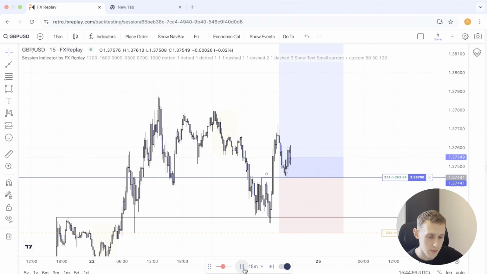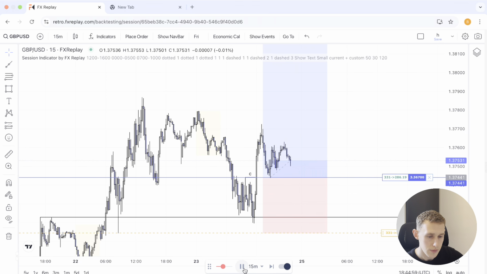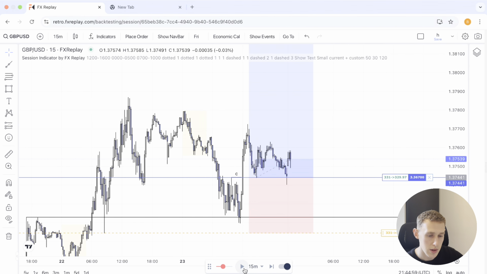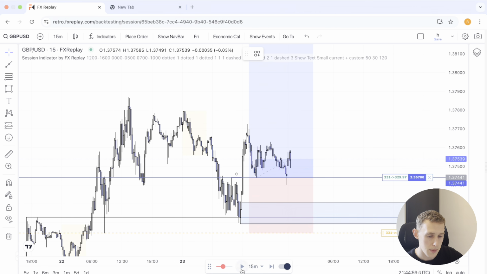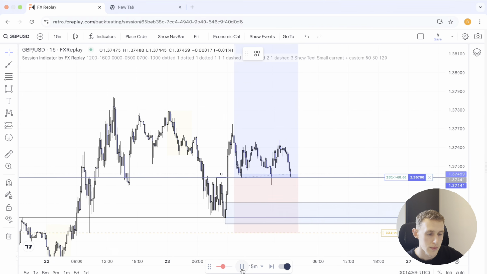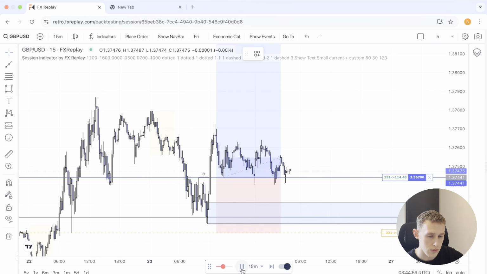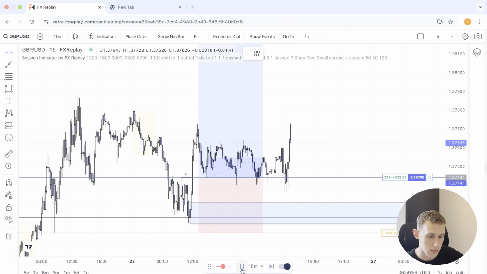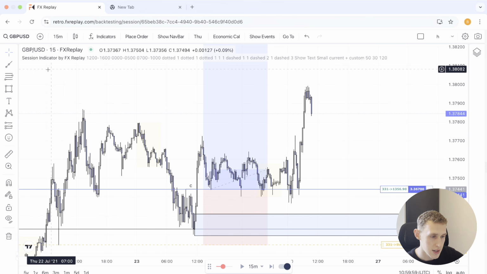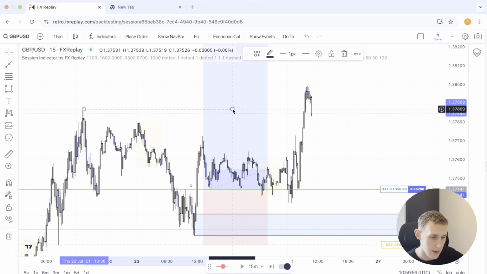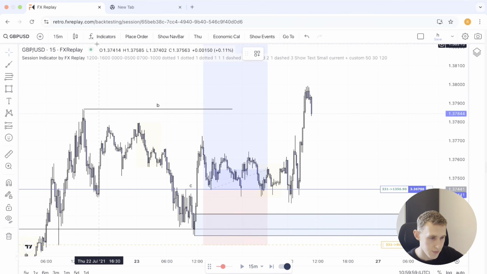There we go, we're in. Let's see if this can continue. It might also want to come down into the demand down here. Okay, no, there we go. So price is starting to rally. We've broken structure again, just there.